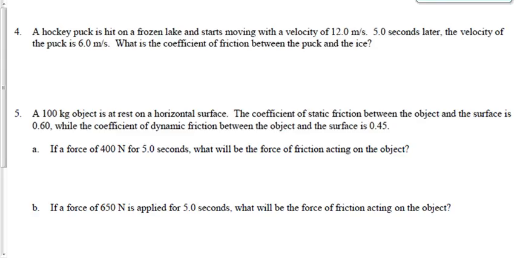It says a hockey puck is hit on a frozen lake and starts moving with a velocity of 12 meters per second. 5 seconds later, the velocity of the puck is 6 meters per second. What's the coefficient of friction between the puck and the ice?